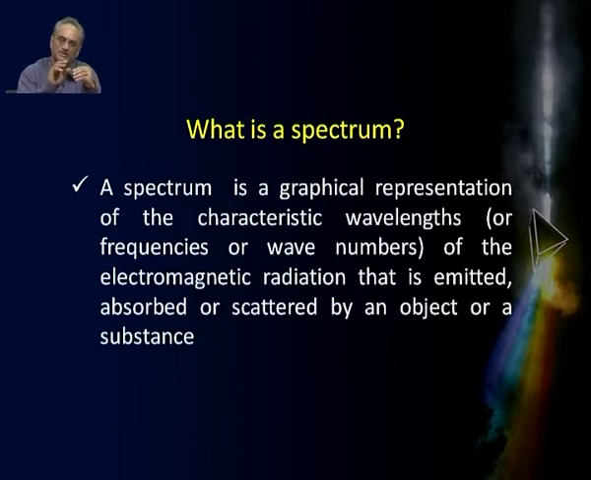So, that kind of thing, what is being emitted, absorbed or scattered, because we know that there are three different ways by which the radiation can interact with matter, and accordingly there are different types of spectra we come across.